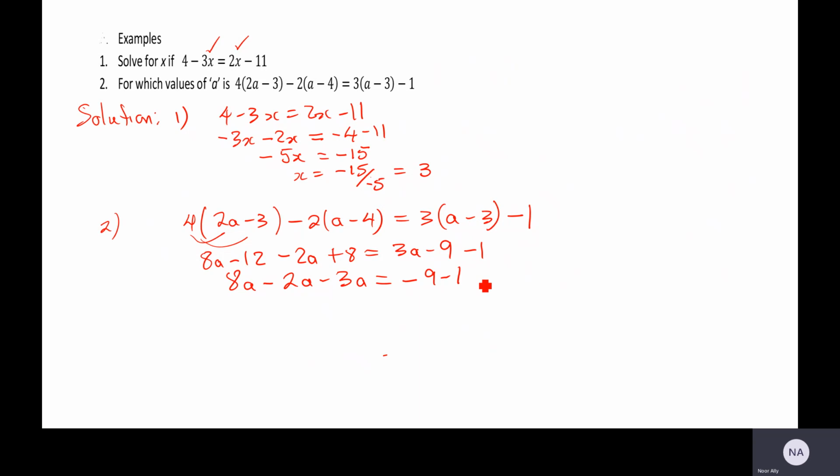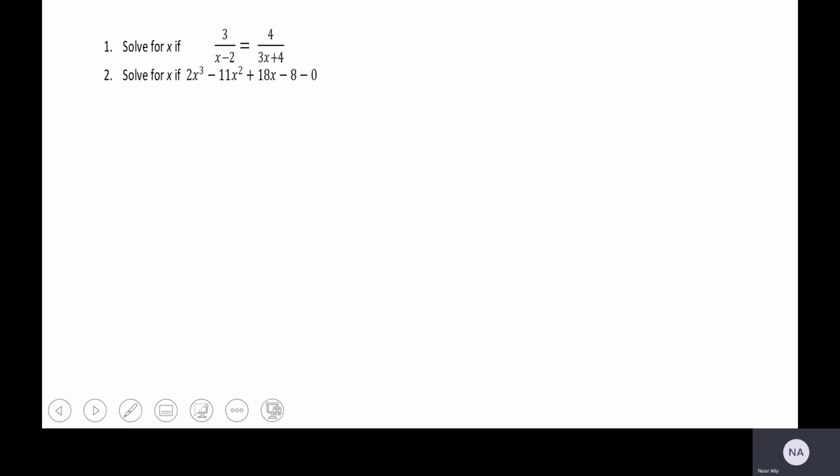Minus 9 minus 1 plus the 12 minus the 8. 8 minus 2, that's 6 minus 3. That gives you 3a. Minus 9 minus 1 minus 10 plus 12, 2 minus, and that's minus 6. A is equal to minus 6 divided by 3, which gives you minus 2. Straightforward examples. Let's go to the next one.